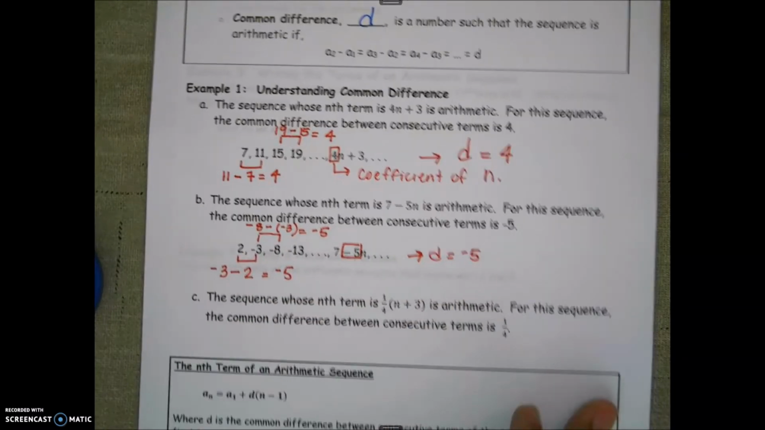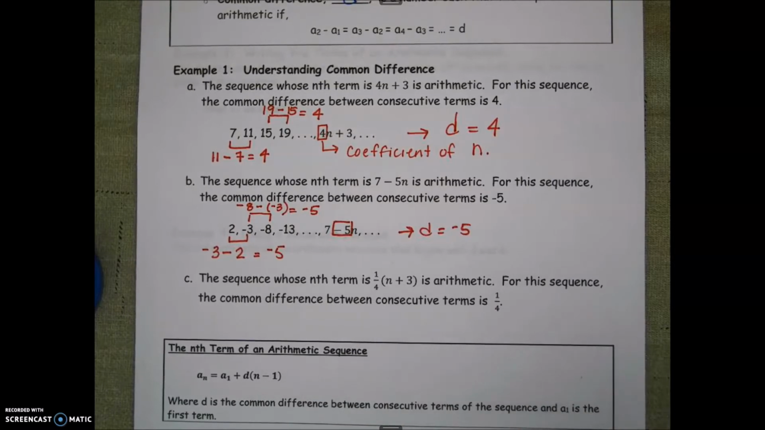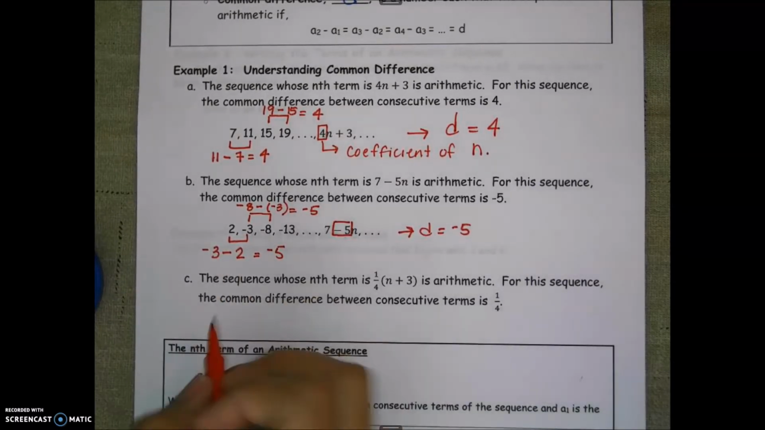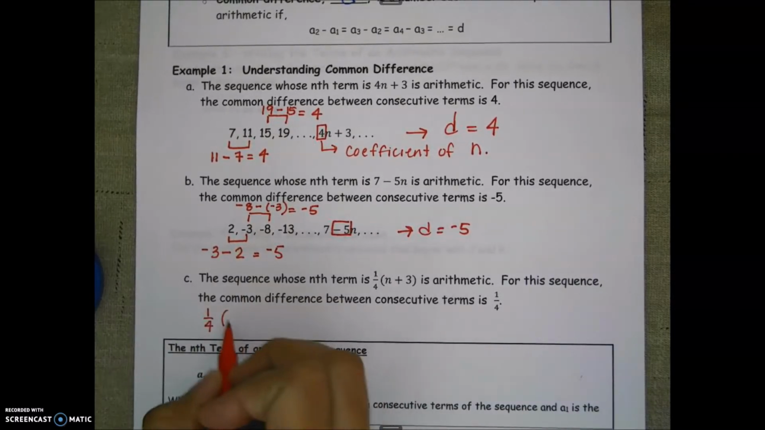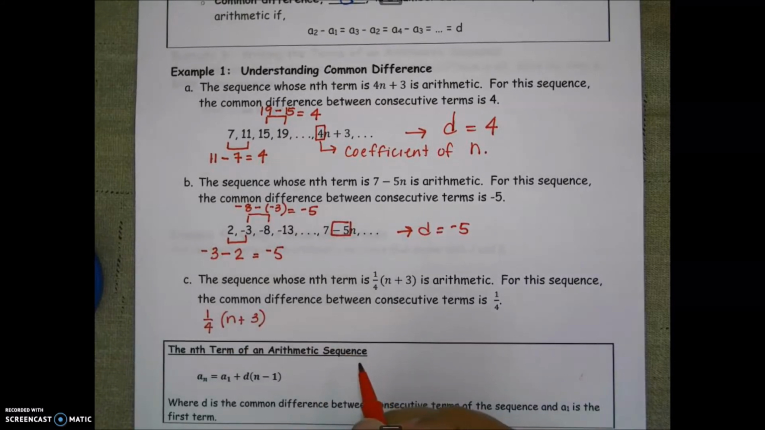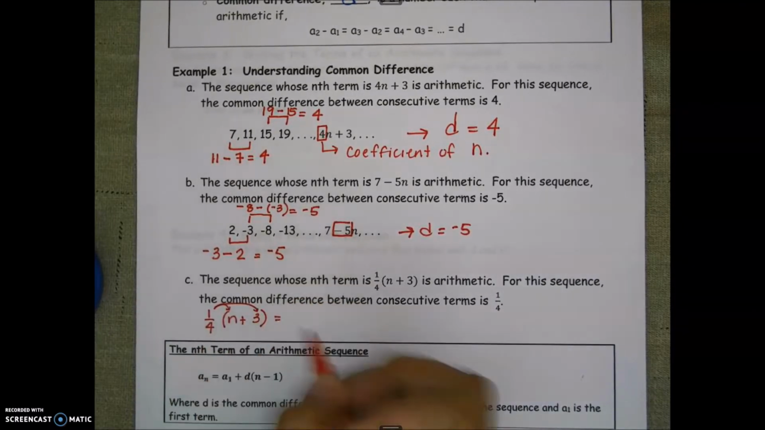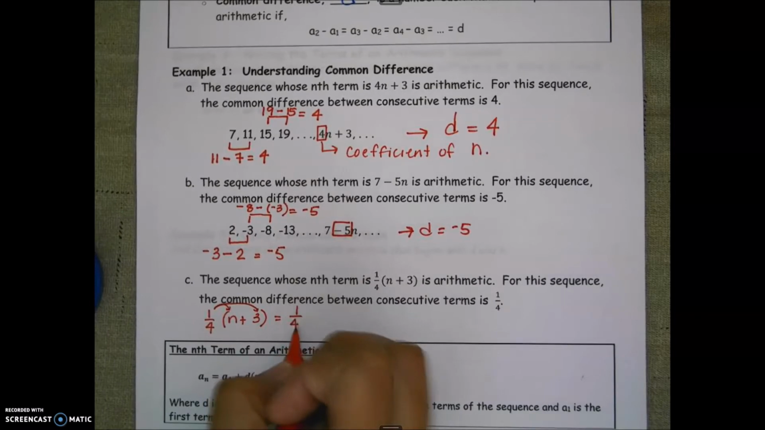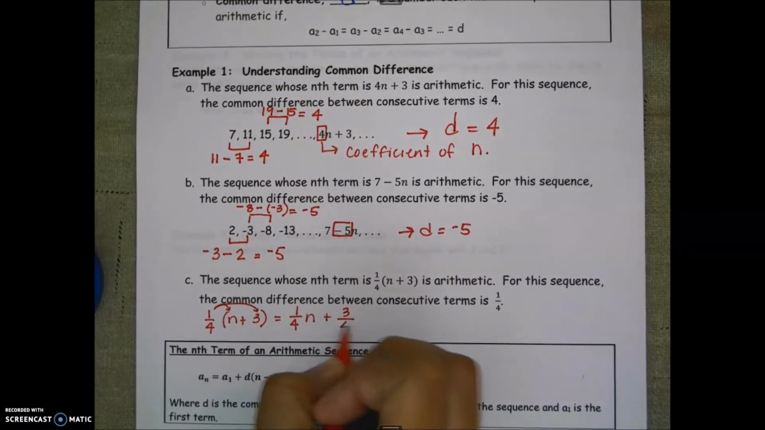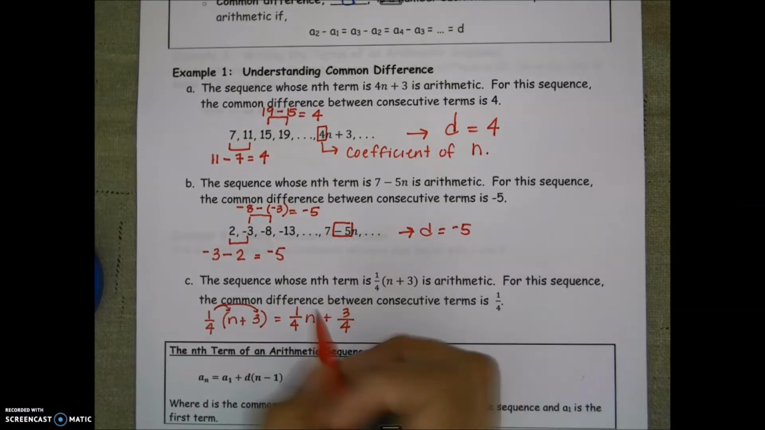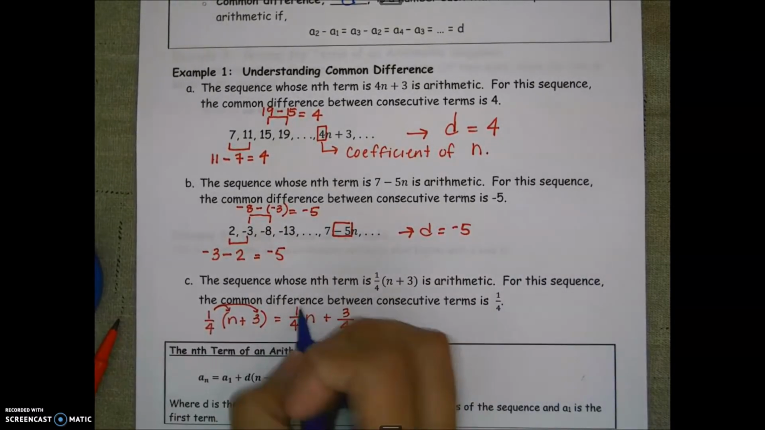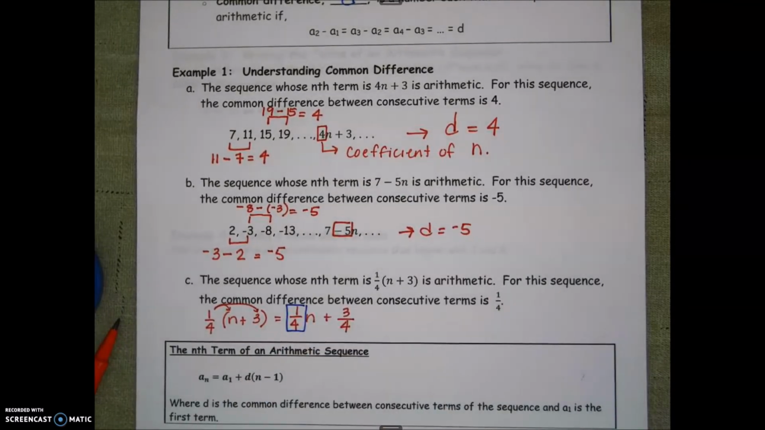Okay. The sequence whose nth term is 1/4 times (n plus 3) is arithmetic. For this sequence, the common difference between consecutive terms is 1/4. So again, if I'm looking at 1/4 times (n plus 3), the first thing I want to make sure I do is simplify this, and you simplify it by distributing that 1/4 to everything in parentheses behind it. So I have 1/4 n plus 3/4, because 1/4 times 3 is 3/4. Now I can see that the coefficient of n is 1/4, and therefore I'm able to verify that the common difference is 1/4.